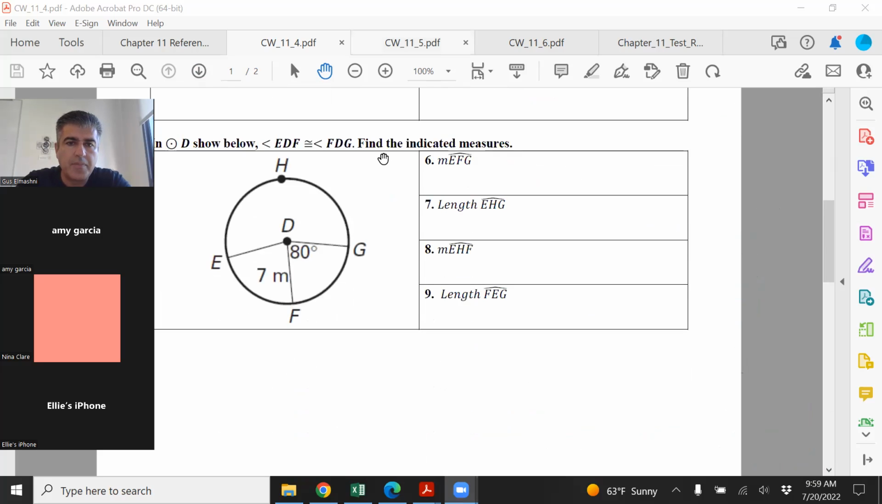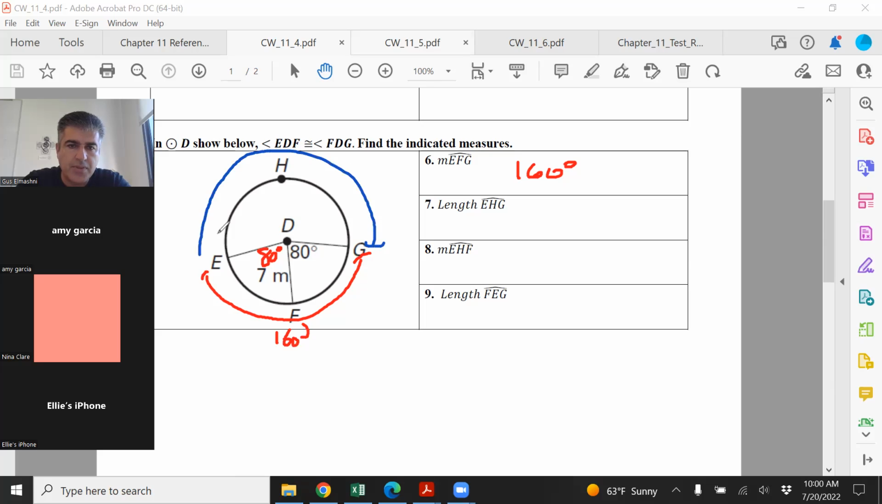So here, angle EDF is the same as angle FDG. Okay, then that's 80 degrees also. So the measure of arc EFG is 160 degrees. So when they ask for the measure, they're asking for the angle, but then the length of EFG, well, actually they're asking for the length of EHG. So if that's 160, then that's 200 degrees.